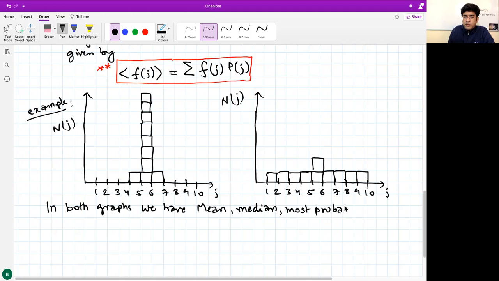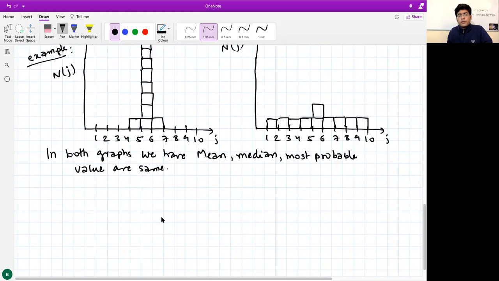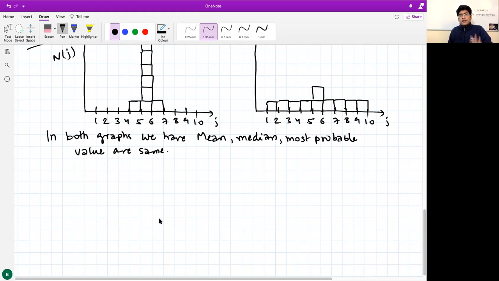Most probable value are same. All right. So how to distinguish between them now? In both the graphs, we can see clearly that there is a difference, but whatever statistical tools we have discussed till now, mean, median, most probable value, all are same in both the cases. So how to distinguish between them?